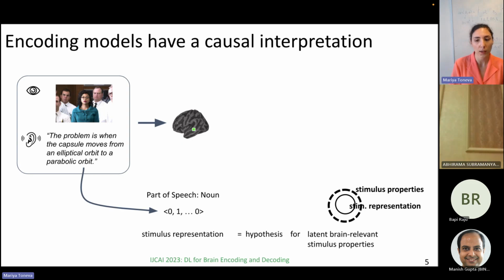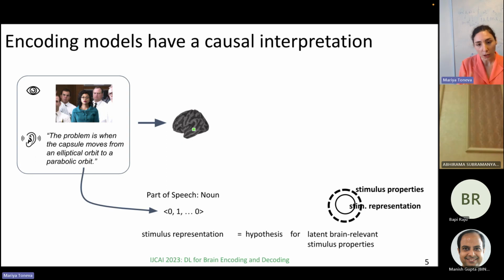So today we'll be making an assumption that we are building some stimulus representations that are in fact meaningful and represent something about the stimulus that is brain relevant. And of course, we have ways of evaluating this assumption as well, and I'll be talking to you about that. One way is actually building this encoding model.